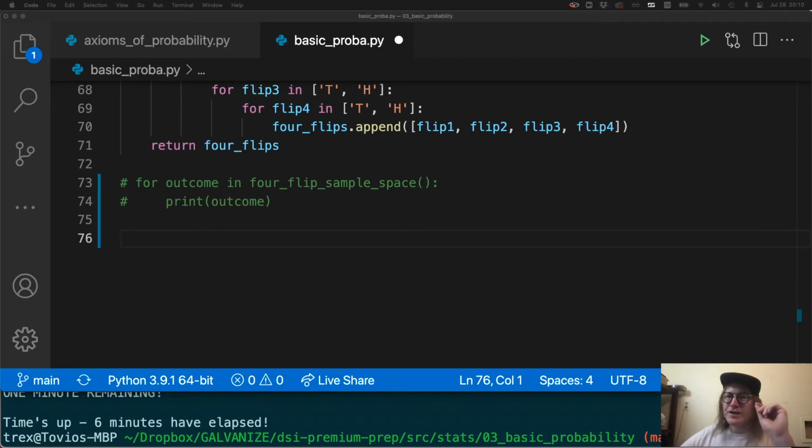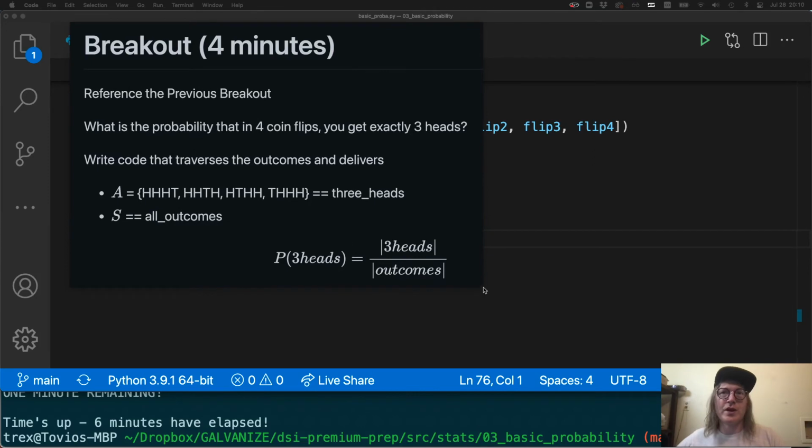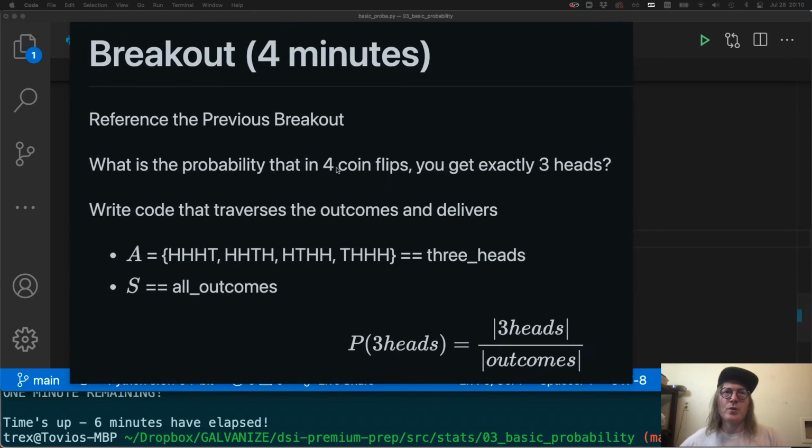So using that code, we're going to answer a simple probability question, okay? And I'll give you 4 minutes to answer this. So reference that previous breakout solution. What is the probability that in 4 coin flips you get exactly 3 heads? Doesn't matter where those 3 heads occur, right? It could be the first, third, and fourth. And you're going to consider the sample space of A, the cardinality of A over the cardinality of S.